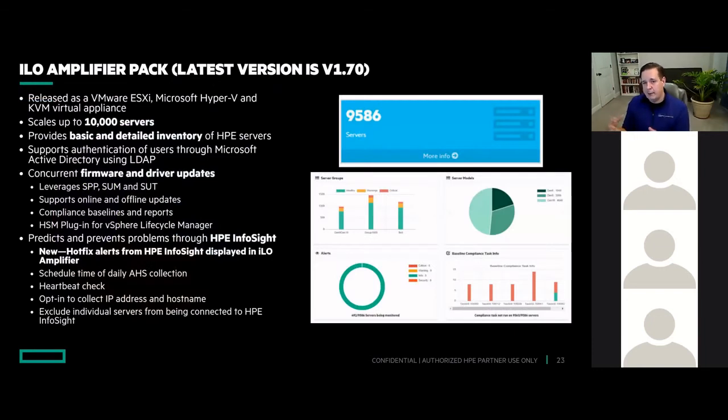Now, this is pulled in through a little VM. It is a virtual appliance, a little bitty Linux box called the iLO Amplifier Pack. And this little virtual machine can manage up to 10,000 servers in an environment. So it's very powerful. It gives you a little taste of the InfoSight experience on-prem. It allows you to pull your servers in and see things around alerts, around models, that kind of stuff, right inside there without ever going to InfoSight.